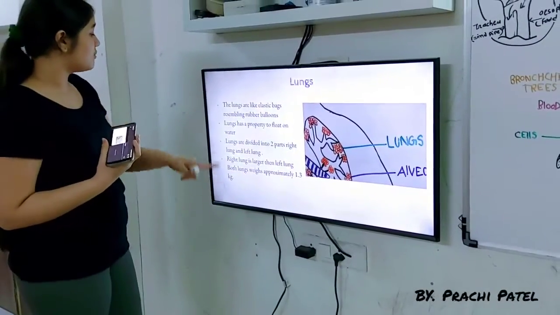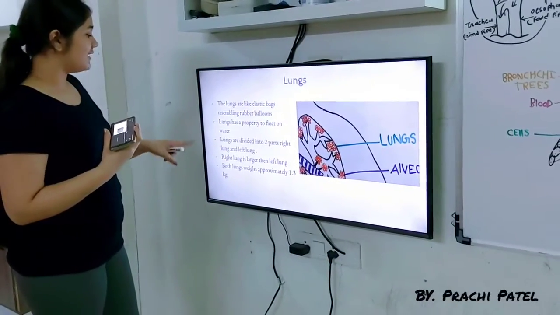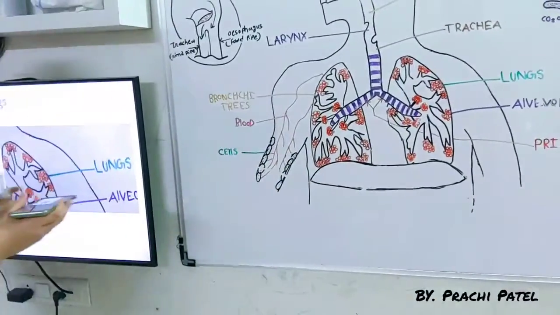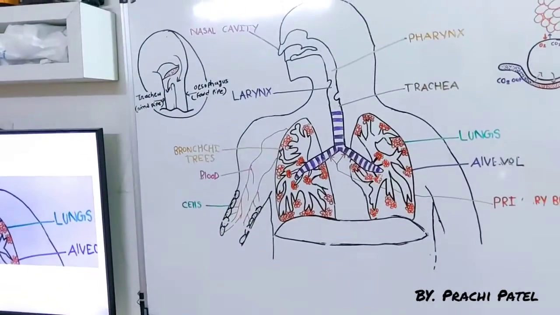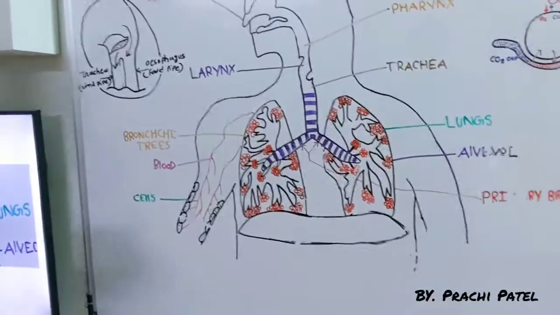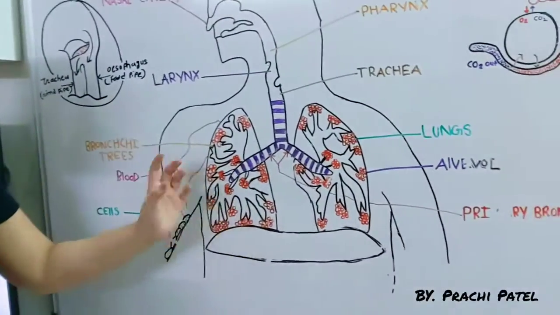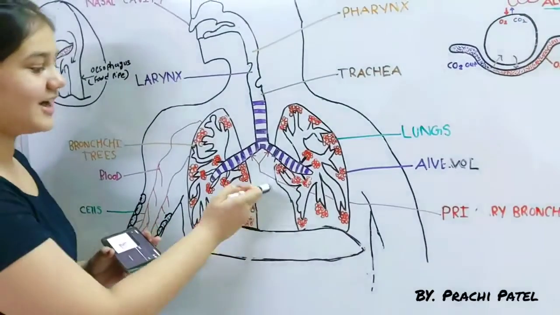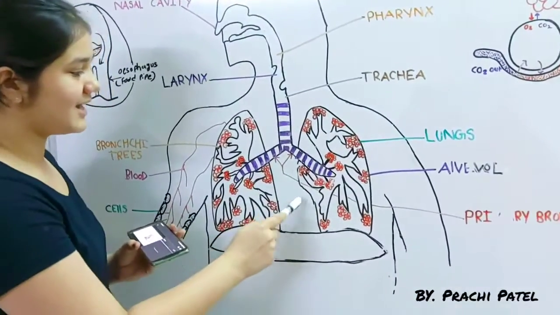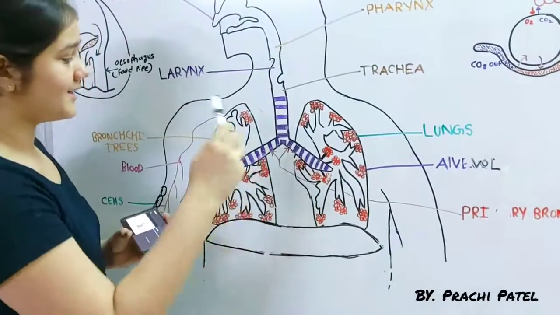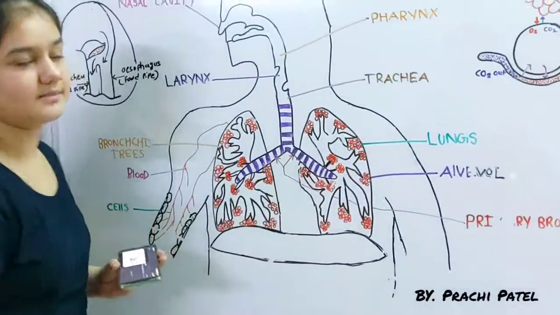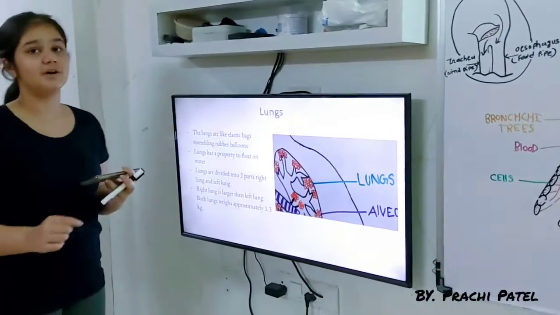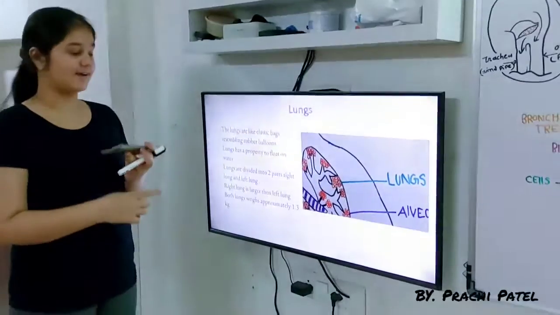Lungs are divided into two parts, the left lung and the right lung. The right lung is larger than the left lung because, don't forget, our heart also needs a space. So the left lung is a bit smaller and has two parts, and the right lung has three parts. Both lungs' weight is approximately 1.3 kg. This is also a fact.